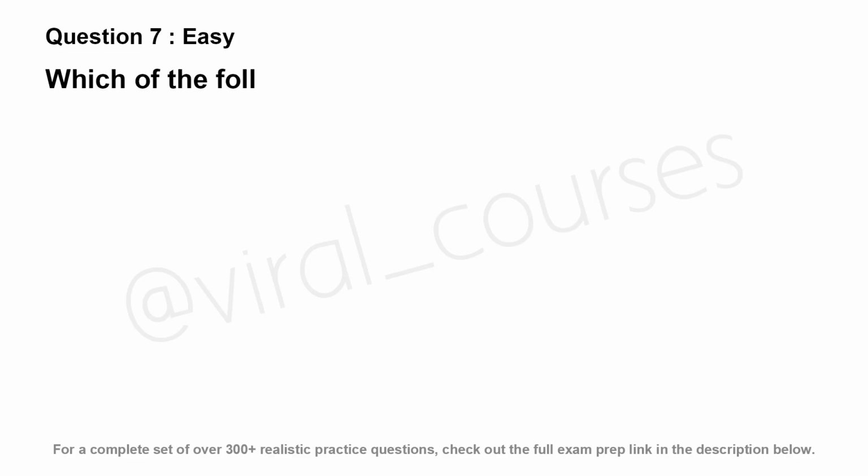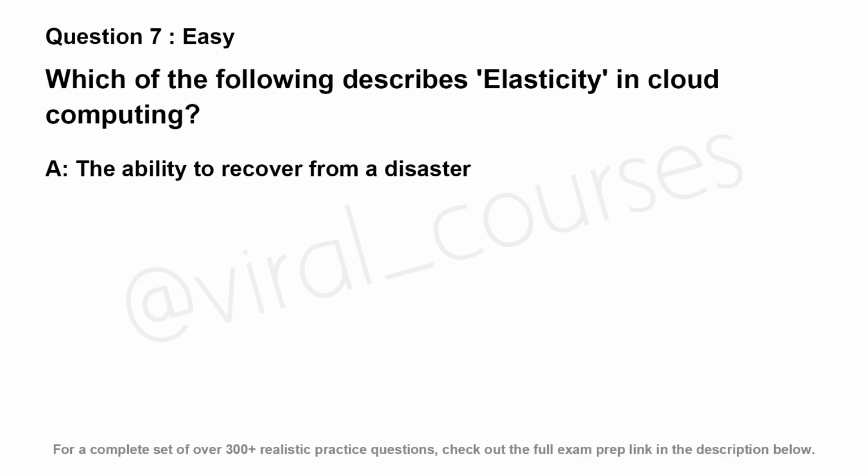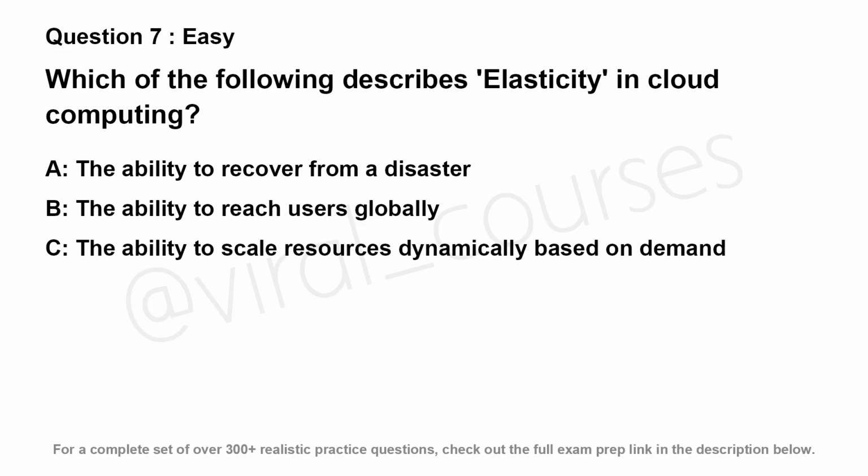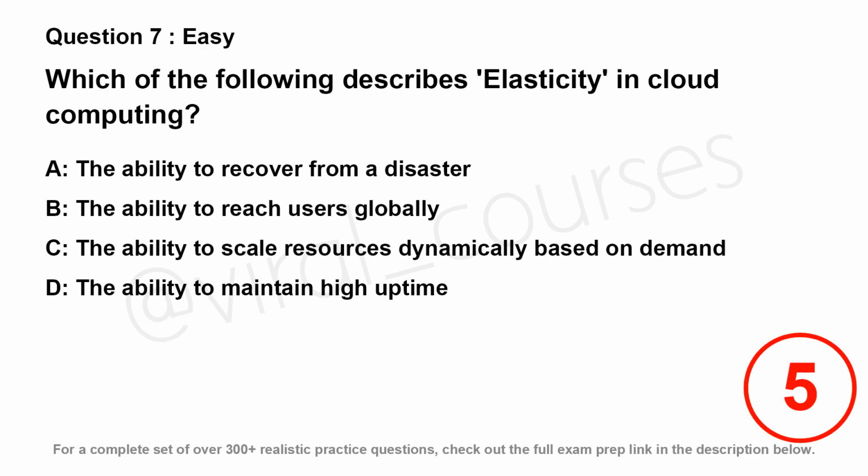Which of the following describes elasticity in cloud computing? Option A, the ability to recover from a disaster. Option B, the ability to reach users globally. Option C, the ability to scale resources dynamically based on demand. Option D, the ability to maintain high uptime.